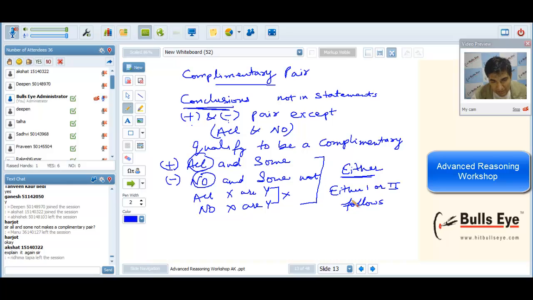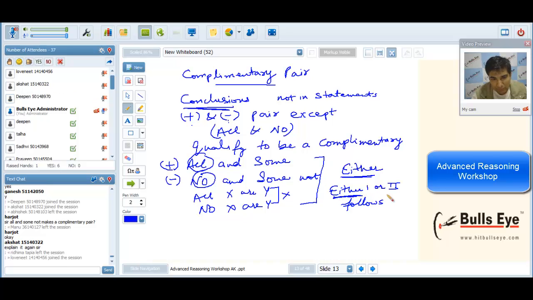Okay, what is the problem? I just said, the complementary pair is marked as the either option. It is not marked as 1 and 2 follow.